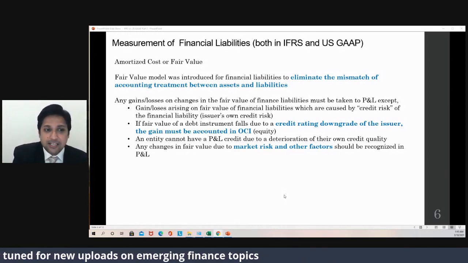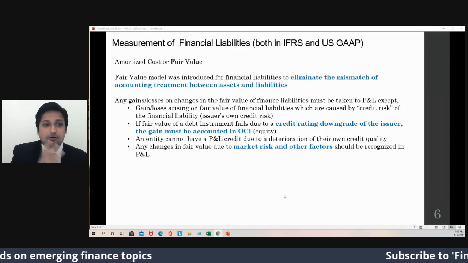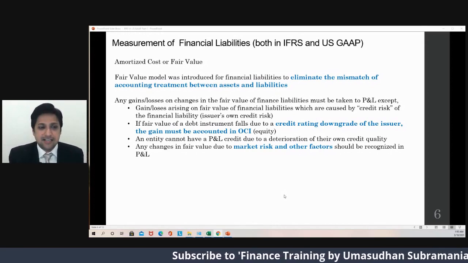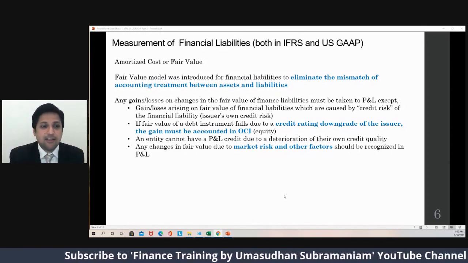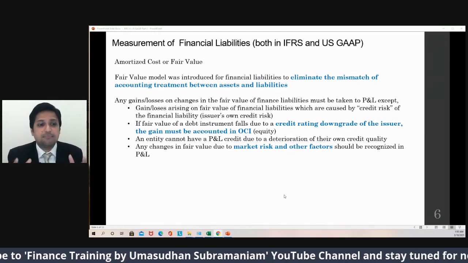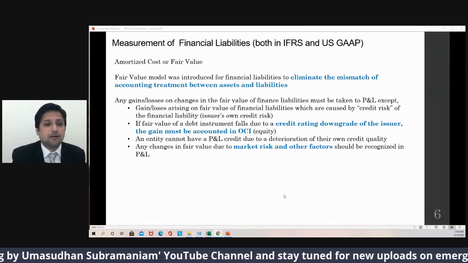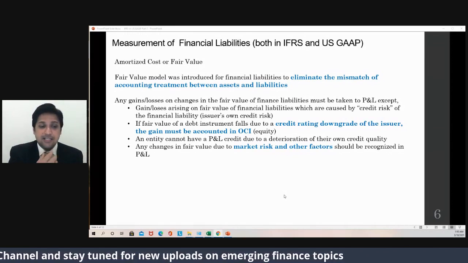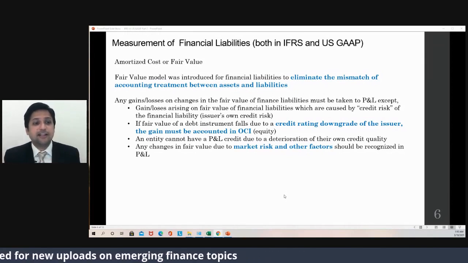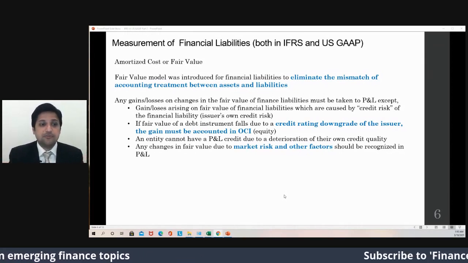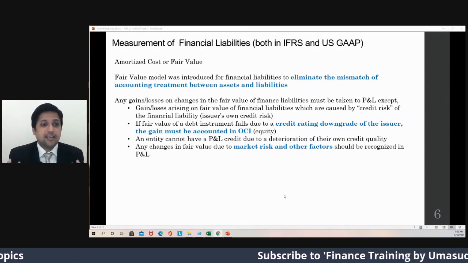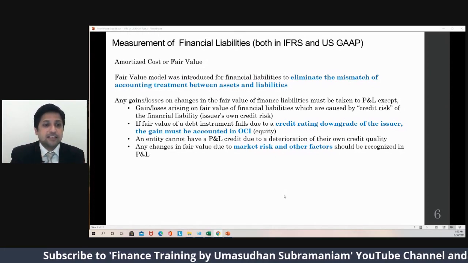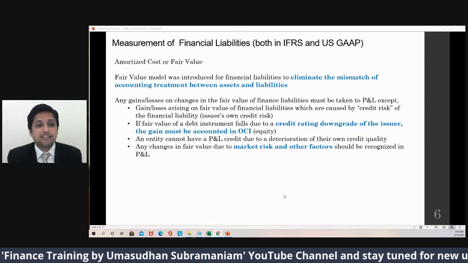But remember, if the fair value changes are caused by the company's own credit risk changes, such changes in fair value must be taken to other comprehensive income and should not be recognized in the income statement. It is important to understand, if you think about a credit rating downgrade, which frequently happens during a financial crisis, rating agencies downgrade the credit rating of many organizations. So we see the bond prices of those companies drop.